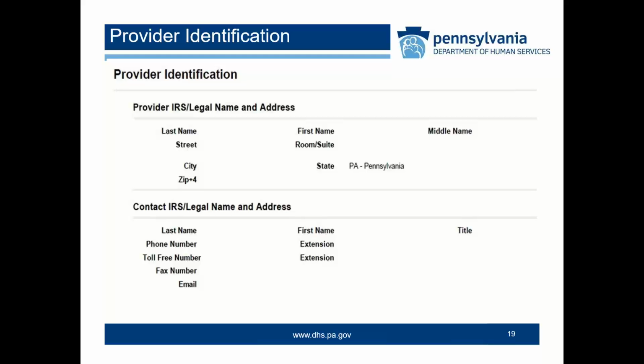Now, the provider identification. This page primarily deals with the IRS and legal name and address pertaining to your 1099. So wherever you want your 1099 mailed, this is the information that you will list here. It could be a service location or it could be a separate location as well. Also, there is the contact person. If there's an issue or if your 1099 is returned, we need to know who to contact to make sure that you receive your 1099, your IRS document.